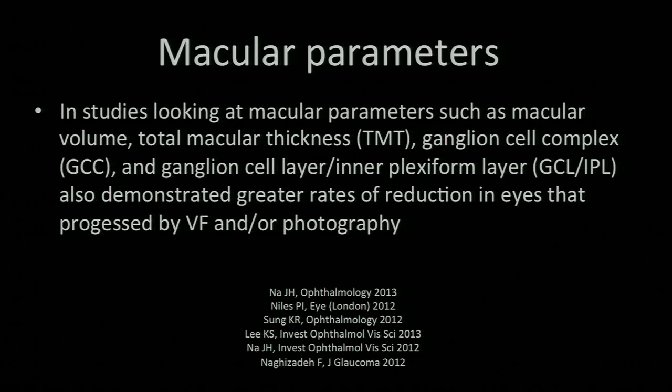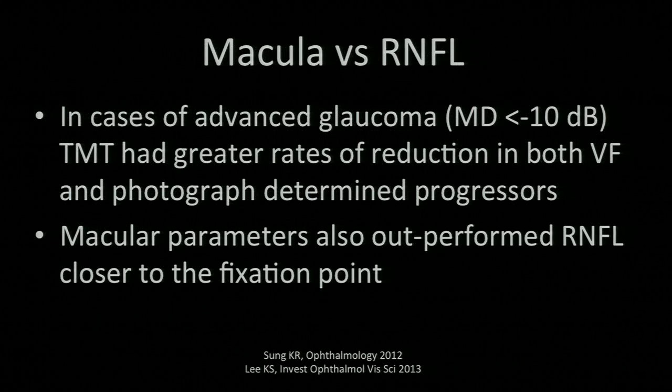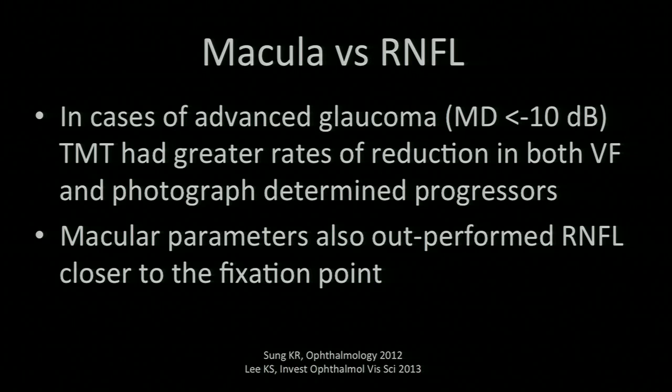In studies that have looked at macular parameters like macular volume, total macular thickness, ganglion cell complex, ganglion cell layer, inner plexiform layer, there's also the demonstration that there are greater reductions in tissue thickness in eyes that have progressive visual field loss or show loss by photography. In cases of advanced glaucoma, total macular thickness had greater rates of reduction in both visual field and photography determined progressors, and macular parameters also outperformed the retinal nerve fiber layer closer to the fixation point.